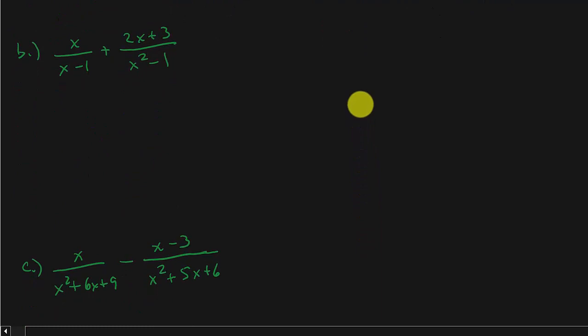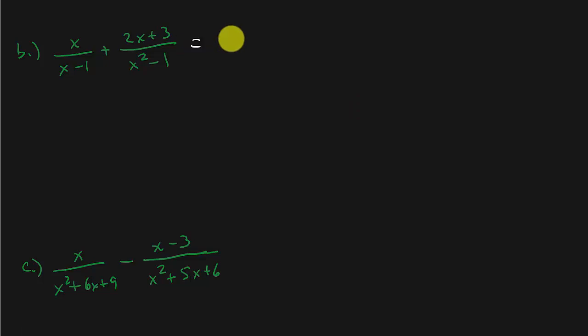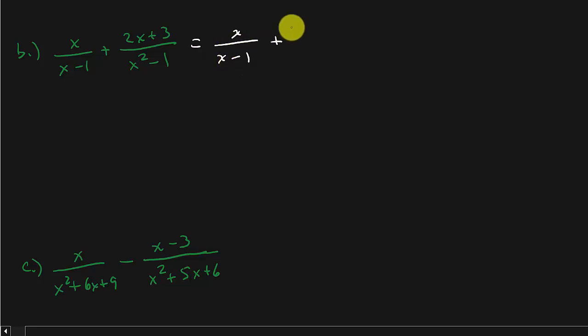All right, so let's look at this one. First, do we have a common denominator? No. So what we've got to do before we get a common denominator is factor the denominators. All right, factor the denominators. So now we get a common denominator. Let's see, I'm going to go down here and write it.